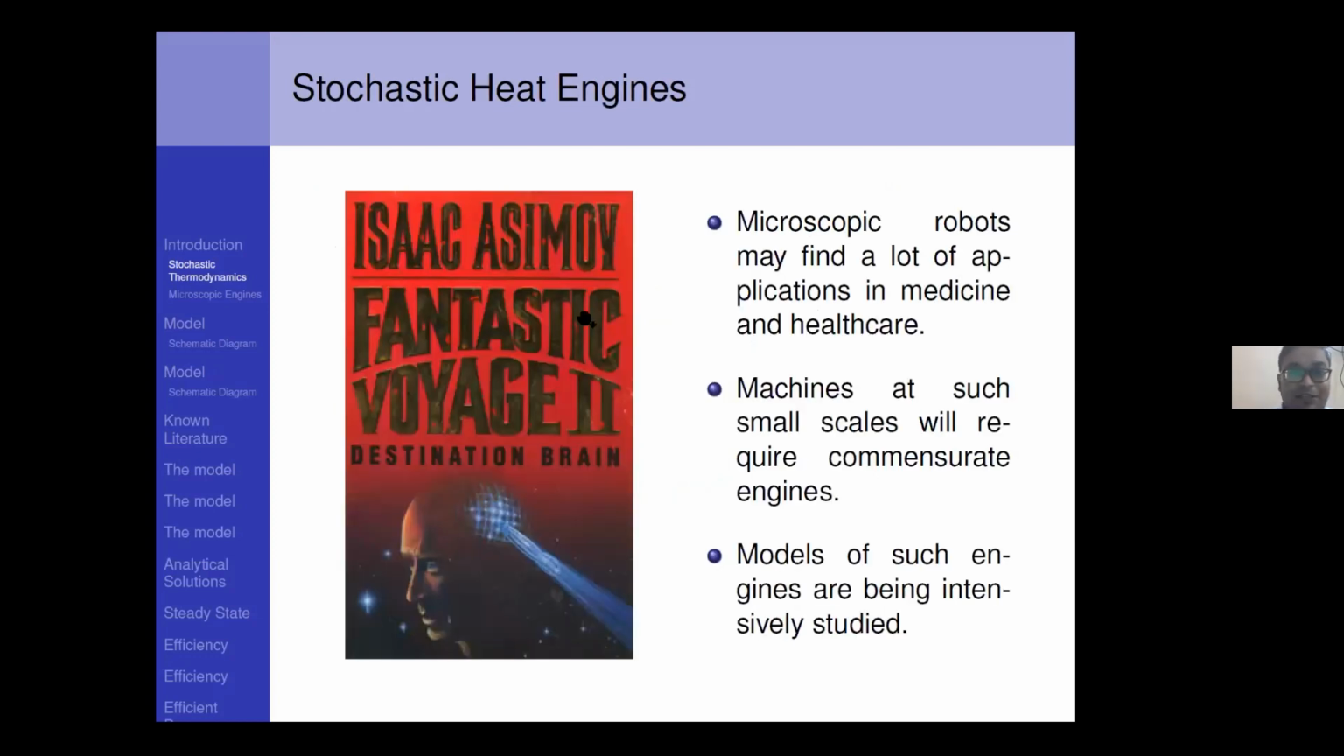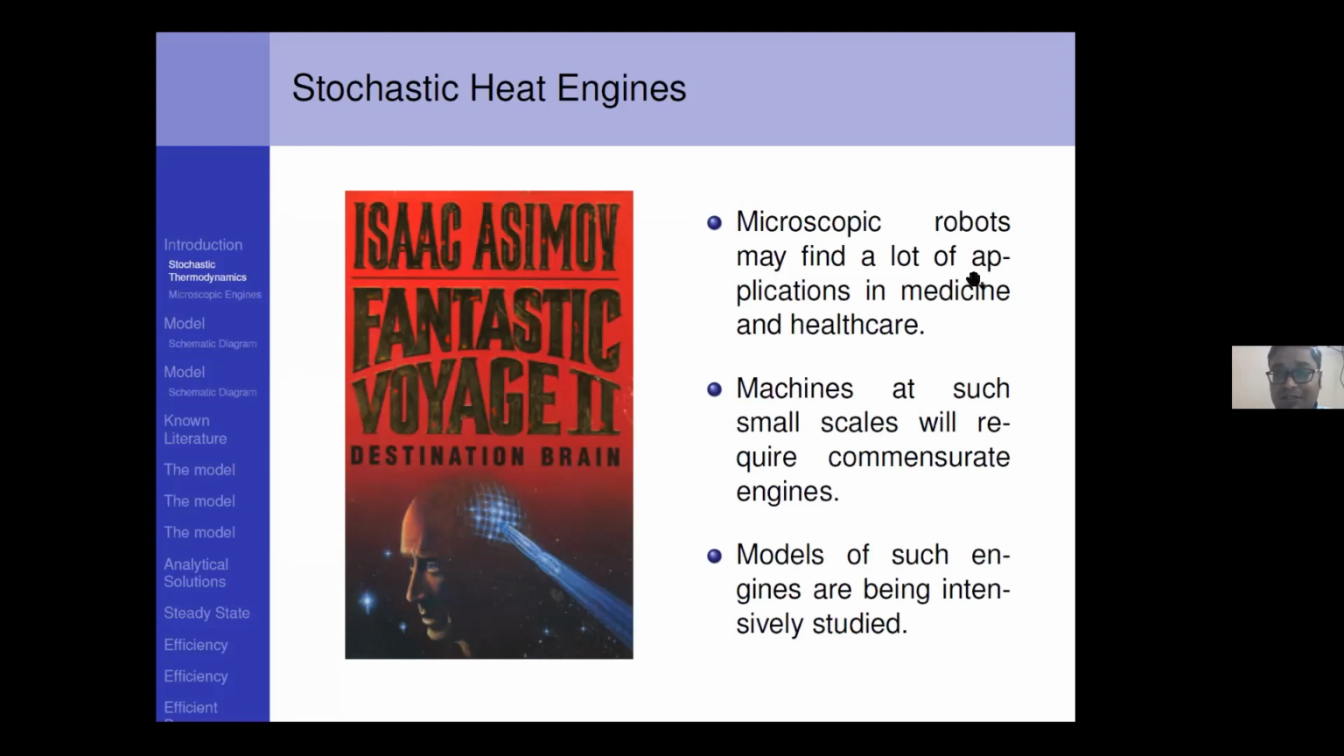Well, let me get into stochastic engines. And first of all, this is the cover page of a book that must be familiar to many of you. This is Fantastic Voyage: Destination Brain by Isaac Asimov. The book is a story about a group of scientists who have been miniaturized and injected into the bloodstream of another scientist who is in a coma. This group is supposed to reach the brain of the unconscious scientist and collect some information from his brain. Now, although the miniaturization of human beings is far-fetched as of now, people conceive of tiny robots that can do similar jobs.